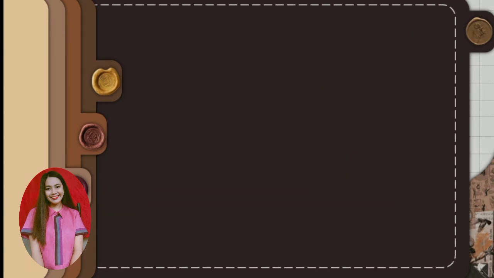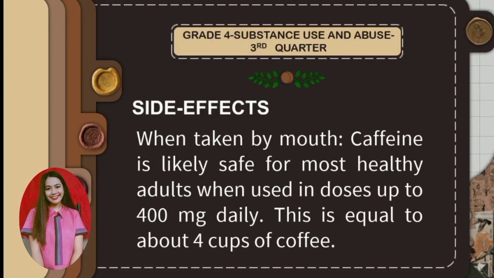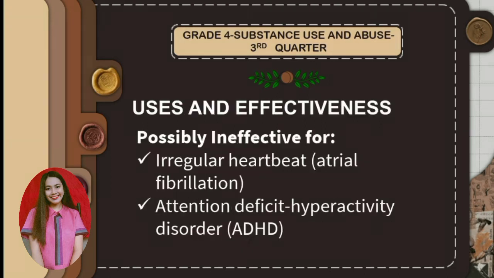The side effects of caffeine. When taken by mouth, caffeine is likely safe for most healthy adults when used in doses up to 400 mg daily. This is equal to about 4 cups of coffee. Caffeine is possibly unsafe when used for a long time or in doses over 400 mg daily.